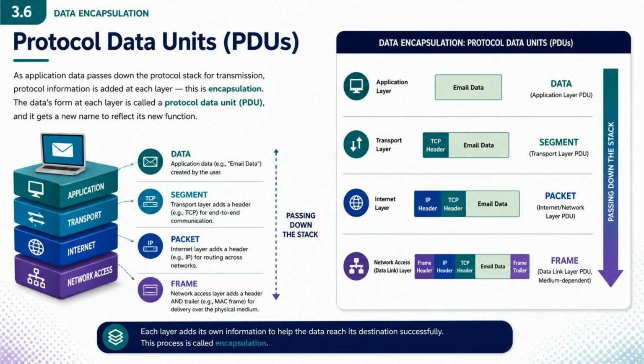Each layer adds its own header as data moves down the stack. This is encapsulation, and the data's new form at each layer gets a new name, PDU. Shown on screen, data, application, becomes a segment, transport, then a packet, internet/network, then a frame, network access, which gets both header and trailer. Concrete walkthrough of encapsulation moving from web server to client.